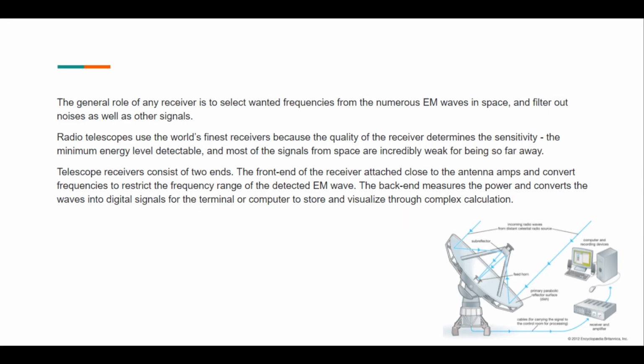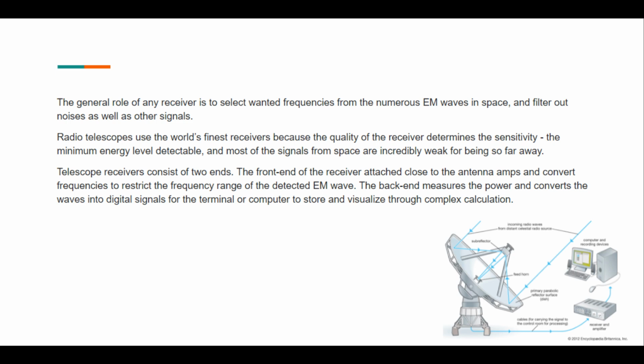After using the dish and antenna for interference, the telescope is connected to receivers and powerful computers to process the radio information into a form easy to understand and record. The general role of any receiver is to select wanted frequencies from the numerous EM waves in space and filter out noises as well as other signals. It is the same for radio astronomy, except with more complex structures and rigorous requirements.